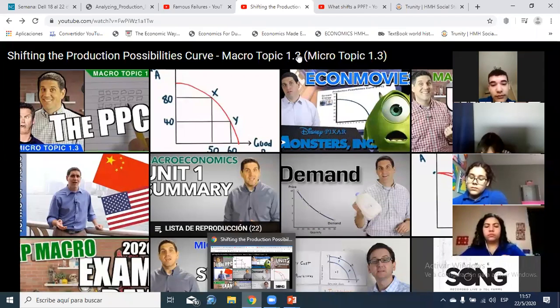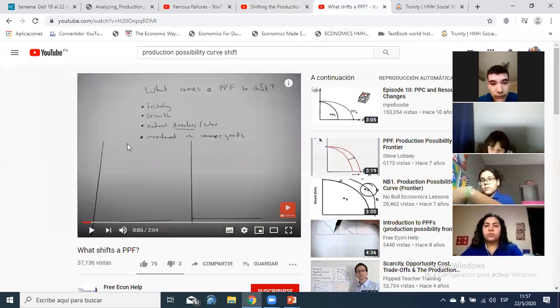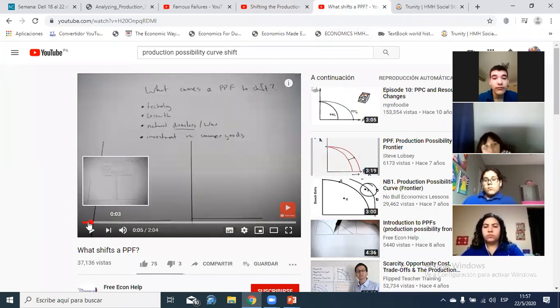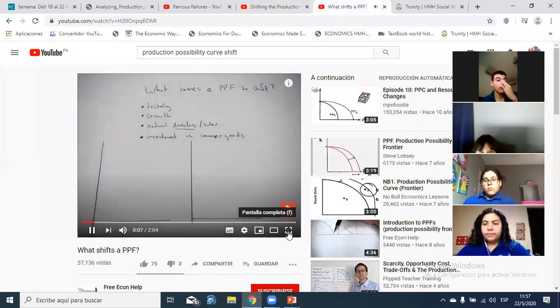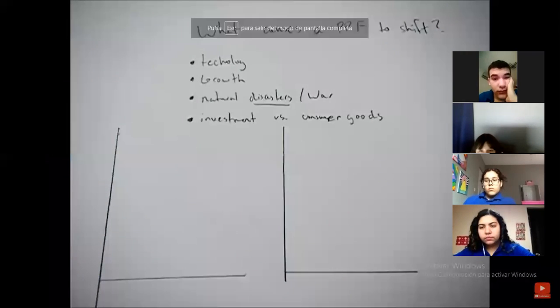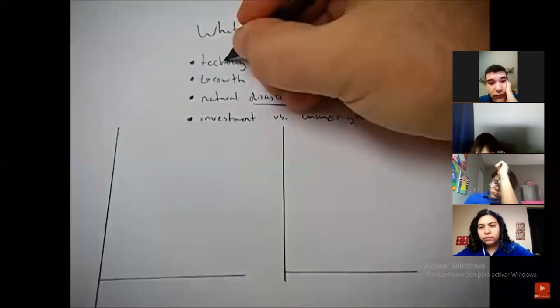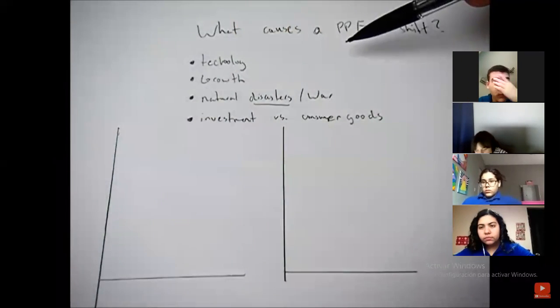Oh, here it is. Okay, now this is the other one that I wanted to share with you, and I think this is better, more didactic. He's going to go over what causes a PPF to shift. So you've seen the other movies on production possibility curves, you understand that. But what can cause them to shift? So I've gone through a brief list and I'm going to show what happens.